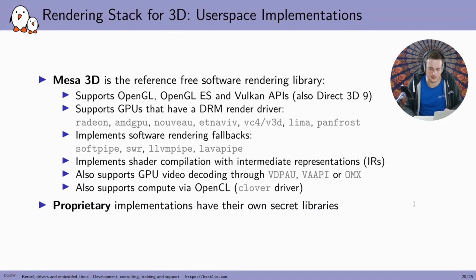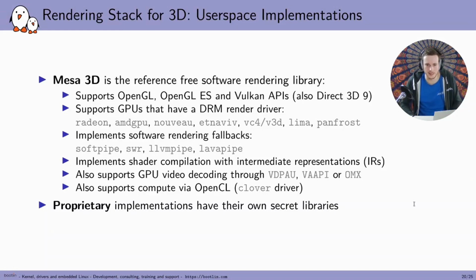So we have examples that I've listed below, like Radeon, AMD GPU, Nouveau, Etnaviv, VC4, V3D, which are for the Raspberry Pi, or Lima and Panfrost, which are for the ARM Mali GPUs. But Mesa 3D also implements software backends, which can be used if you don't actually have a hardware GPU, but you want to do 3D rendering or to use these APIs.